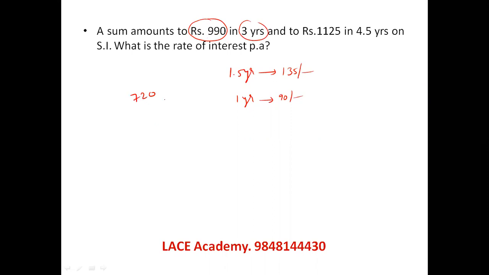And on 720 rupees every year, what is the interest getting levied? 90. So he's asking rate of interest. 90 out of 720 into 100 is 1 by 8. 1 by 8 is 12.5%, straightforwardly. Now let us see the next question.